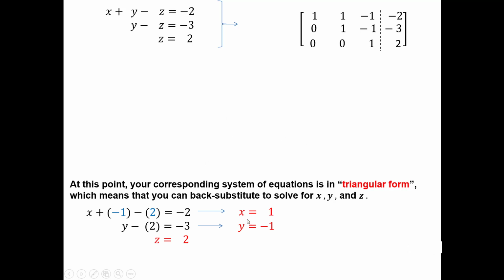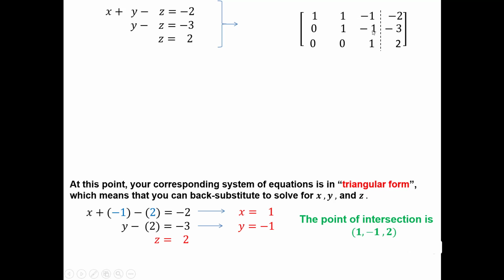So once I used matrices to get the 1s along the diagonals and 0s underneath, I was able to just do a little substitution and find that the point of intersection is 1, negative 1, and 2. And therefore we've used matrices in order to solve this system of equations. Now this is not the only way though. I could actually continue this by turning all of these values to zeros as well.